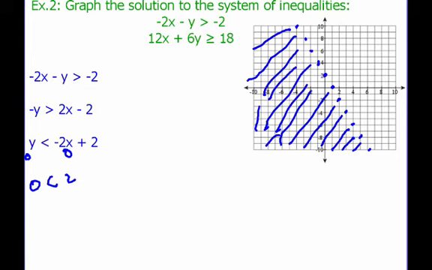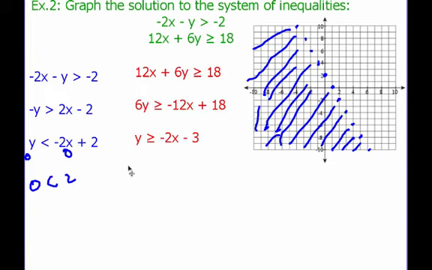So now I'm going to move to my second inequality: 12x plus 6y is greater than or equal to 18. So if we do that, subtract 12x on both sides, divide by 6. I get y is greater than or equal to negative 2x plus 3. Do this one in red. My y-intercept is 3. That's right there. My slope is negative 2, so that's down 2 over 1.